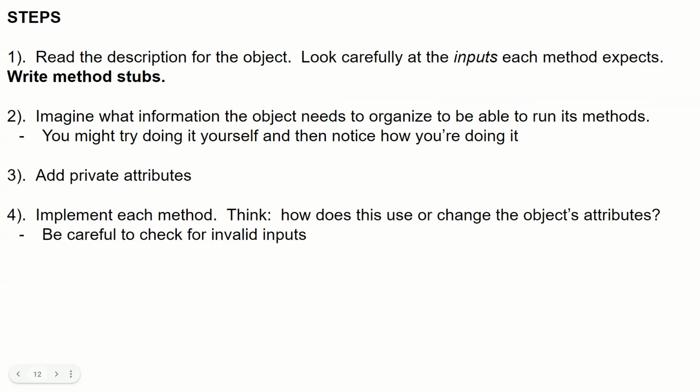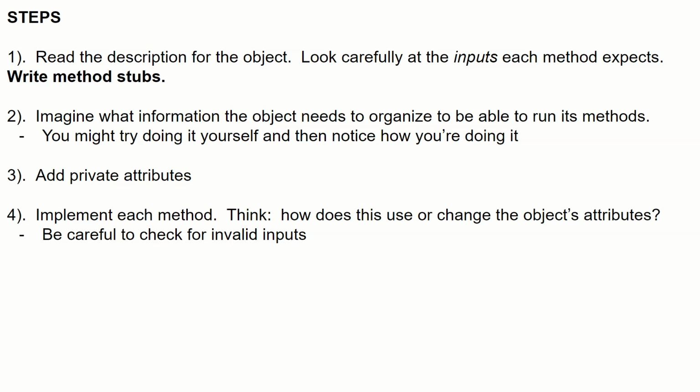Okay, so here are the steps one more time. You're going to read the description for how the object's going to be used, carefully note what methods exist and what inputs they expect, and then you're going to write the template for your class with method stubs. Then you're going to imagine, as the object's running, what information does it need to keep track of, and how are you going to organize that into variables. And those are going to become your private attributes, your private variables at the top of your class.